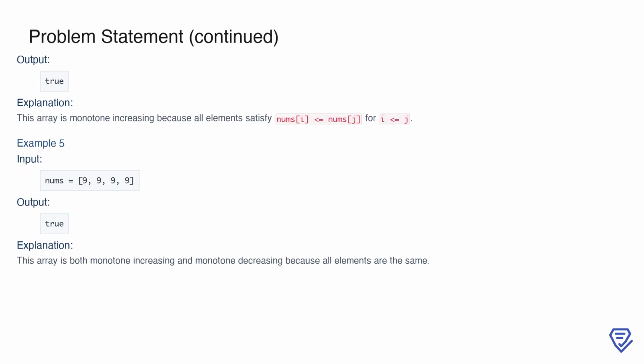In the fifth and final example, the input array is 9, 9, 9, 9, and the output is true. This array is a special case because all the elements are the same. Since there's no increase or decrease between any elements, it satisfies both the conditions for monotone increasing and monotone decreasing. Arrays where all elements are identical can always be considered monotonic. With these examples, the problem statement becomes clear. You need to check if an array maintains a consistent pattern, either increasing or decreasing, throughout its length.